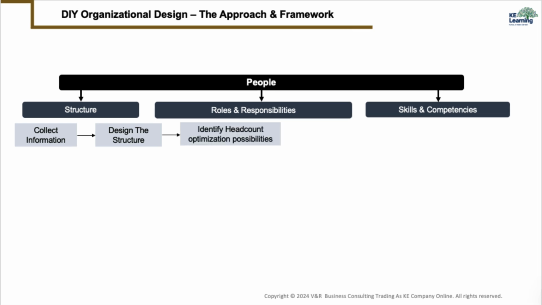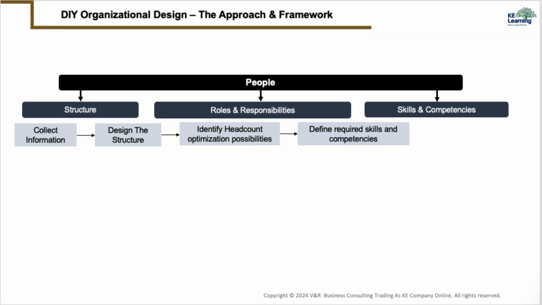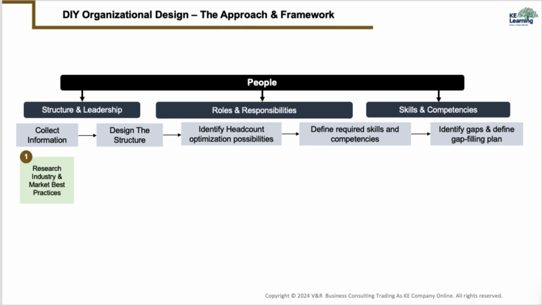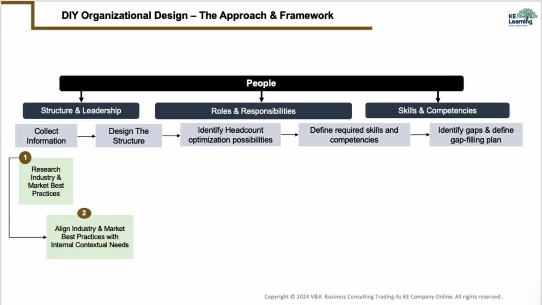This is followed with identifying any headcount optimization opportunities, which is heavily dependent on the process optimization and automation outcomes, defining the skills and competencies per defined role that are required to deliver on the role's mandate, as well as identifying any gaps and outlining plans targeted at filling those gaps. The research on industry and market best practices are an input that then needs to be aligned with internal and external contextual factors that specifically relate to the organization in question.